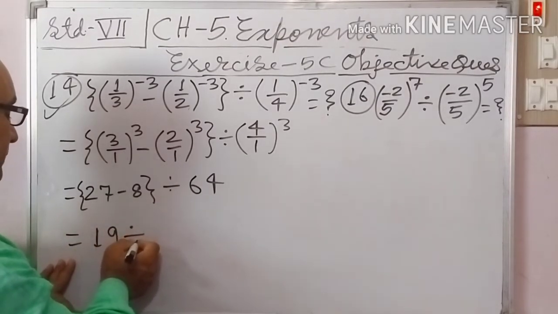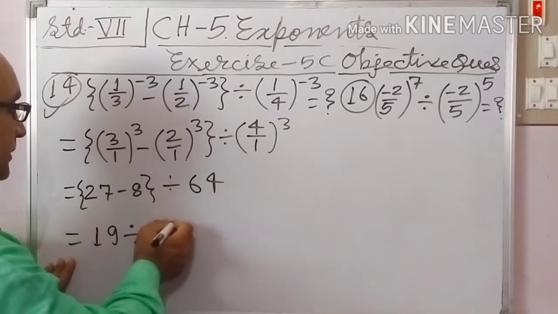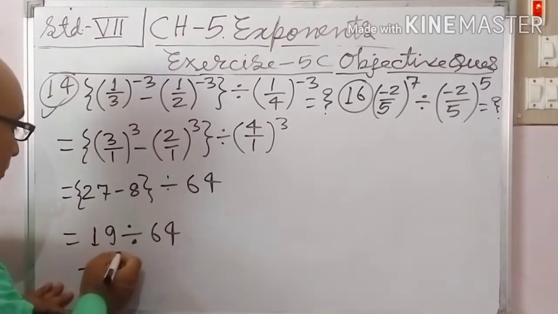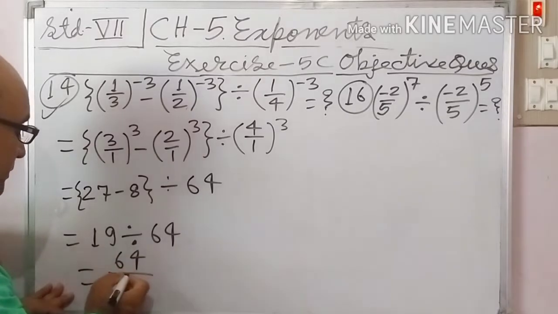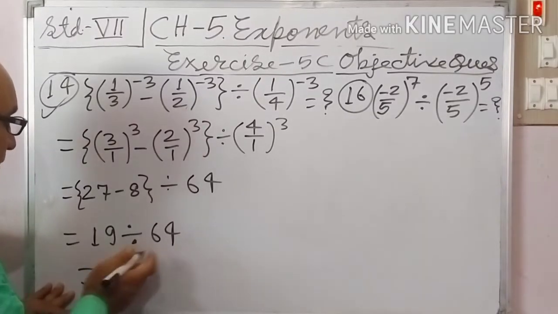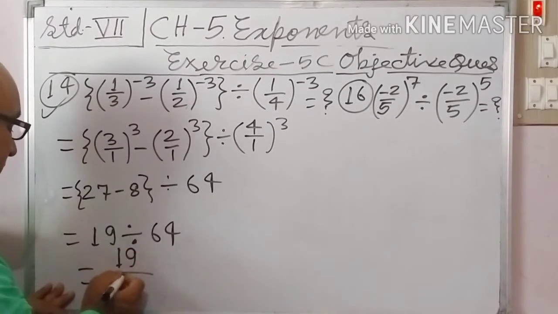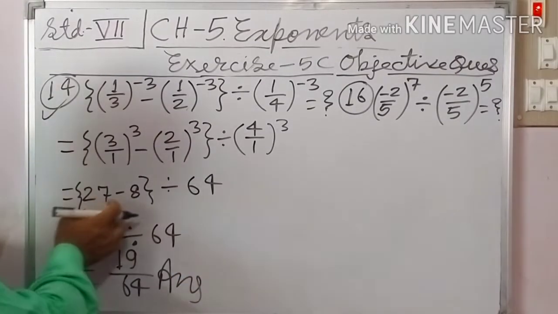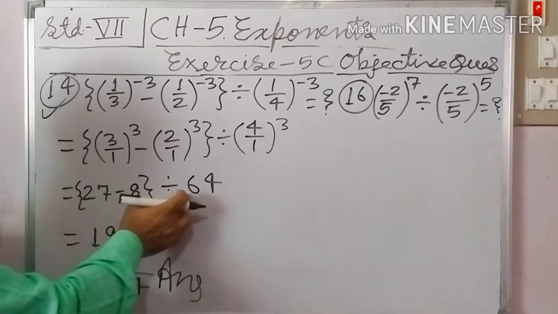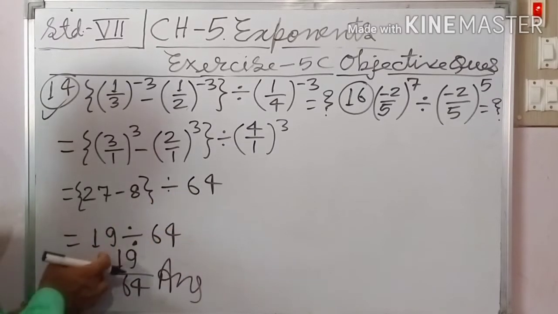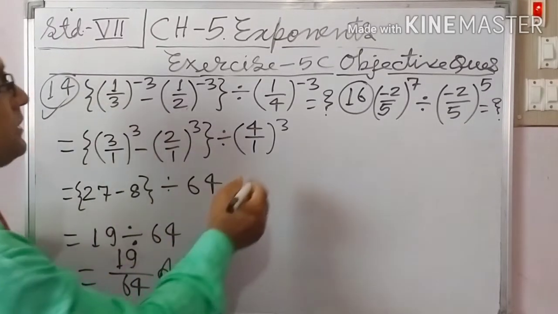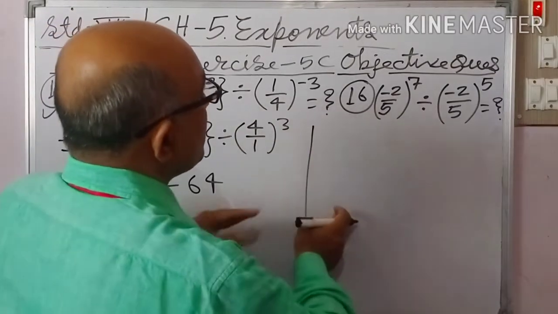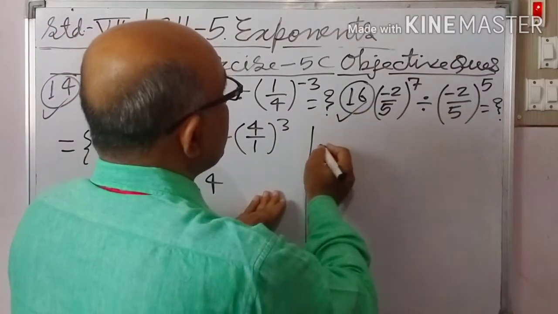Divided by 64, equal to 19 by 64. Answer: 27 minus 8, 19 divided by 64 equal to 19 by 64. Answer. Next question is question number 16.